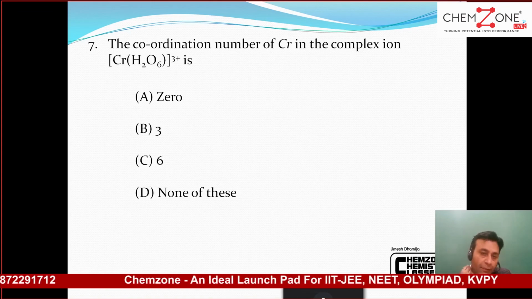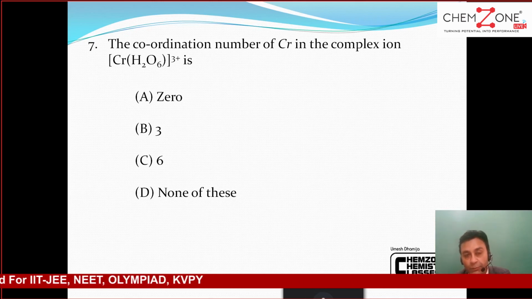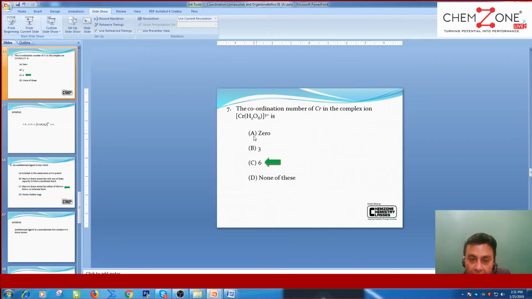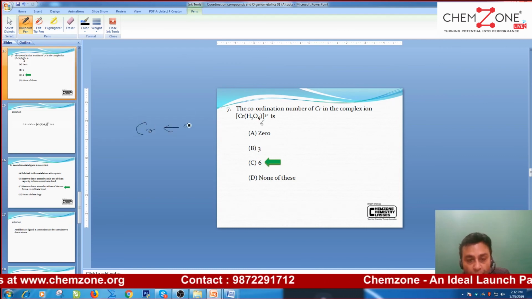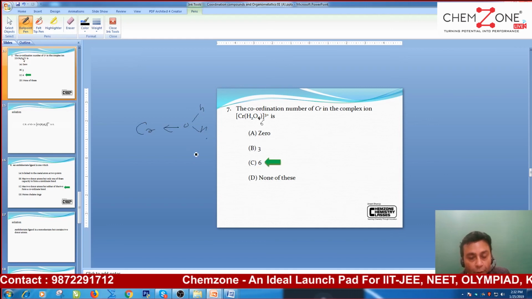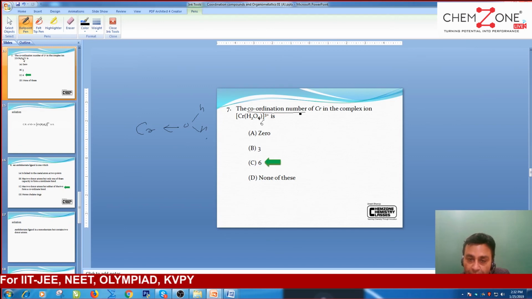In this case, you can see that chromium is making 6 bonds with water molecules. 6 water molecules. It is a wrong representation here; the water molecules should be outside, this 6 should be outside. It means chromium is making 6 coordinate bonds with the water molecules. So how many bonds is it making? 6, and that is called its coordination number. Coordination number means how many coordinate bonds are formed.